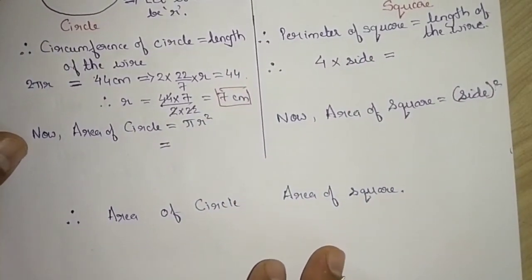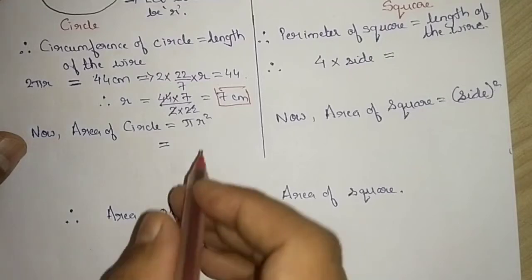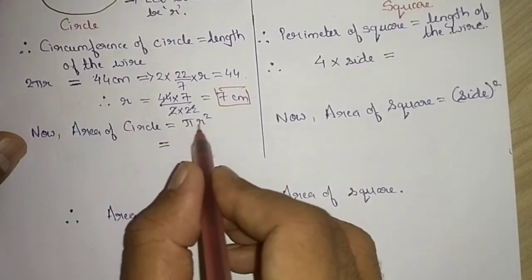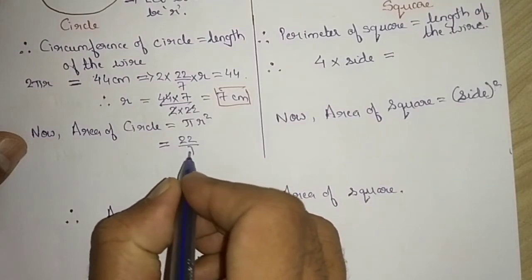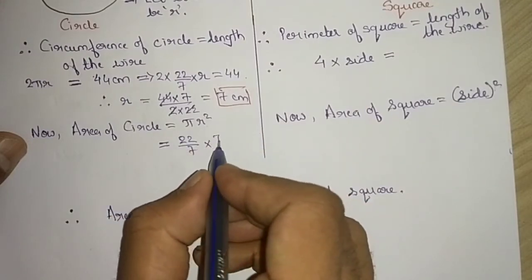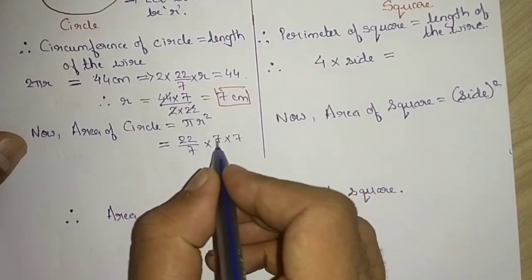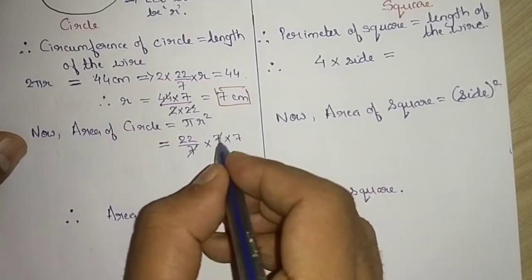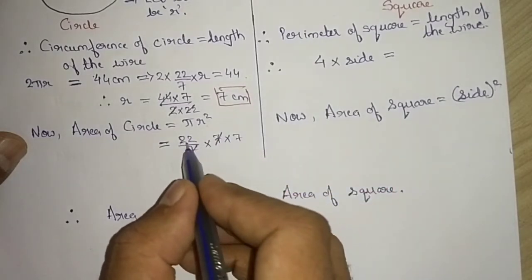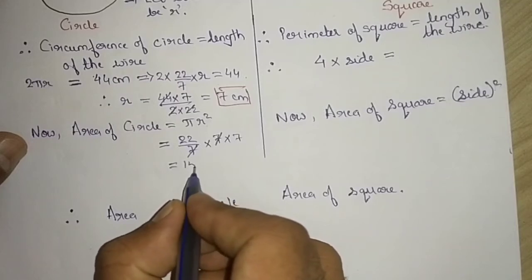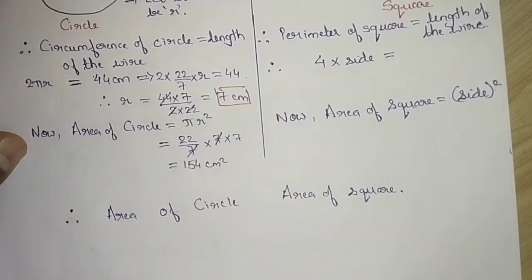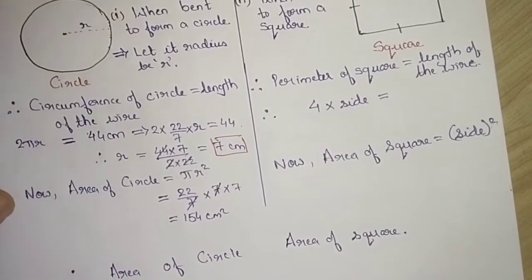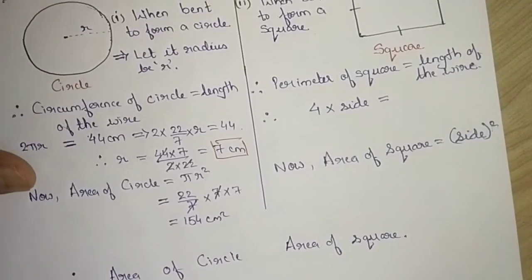Now they have told us to find the area of that circle. So area of circle is pi r square. Value of pi is 22/7. R we have calculated, it is nothing but 7. 7 and 7 will cancel out. 22 into 7 will give me 154 centimeter square. This is the first portion which we have solved.